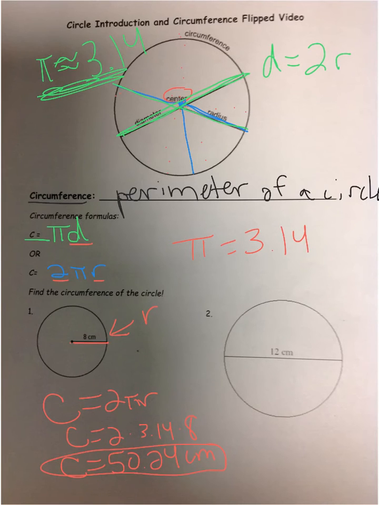Now, it's not centimeters squared or cubed or anything like that because we're literally just asking what is the distance around the circle, and that's our answer. It's 50.24 centimeters.